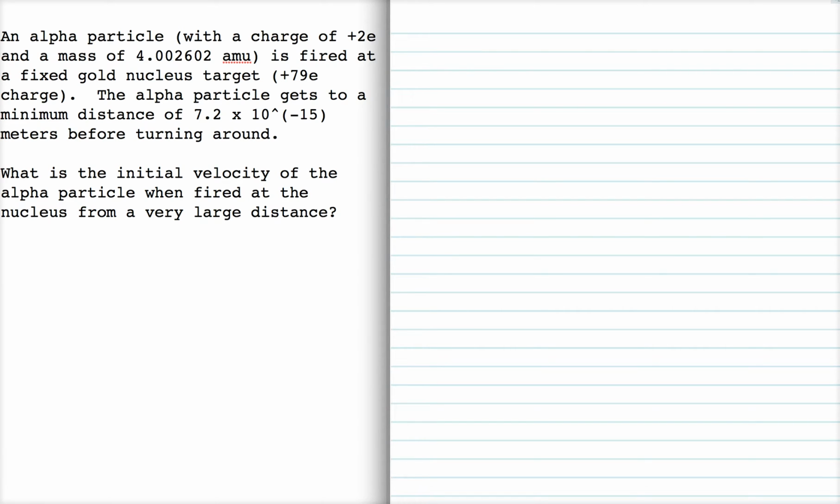Ah, yes, work energy, my favorite. So now we did these back in the first homework. So let's see, we got an alpha particle here, which I'll call Q1, which has a charge of plus 2e, and it's being fired at this great big gold nucleus, Q2, which has a charge of plus 79e, and the alpha particle gets close, and then it turns around.